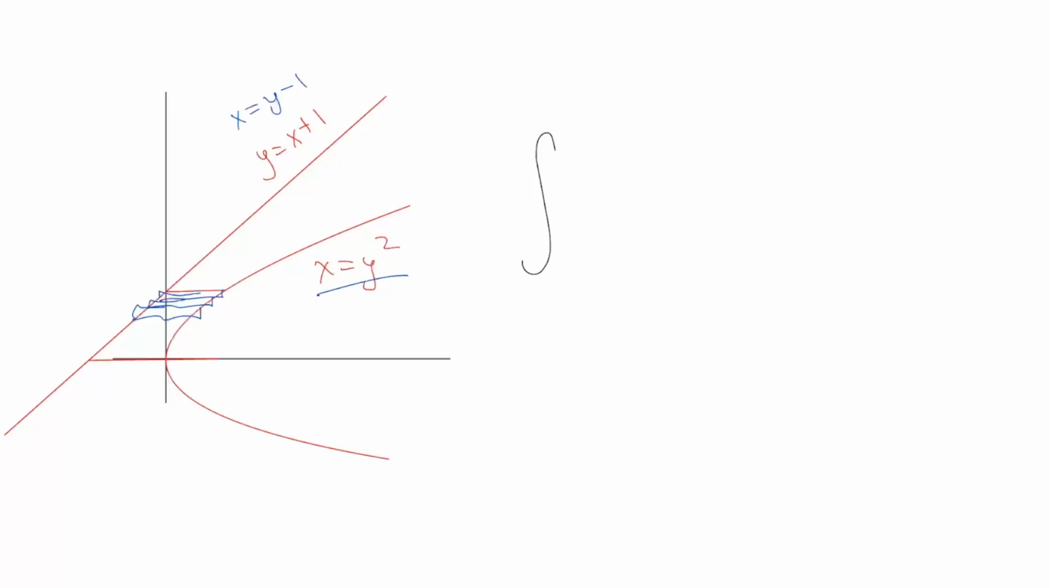Yeah. The parabola is the bigger. When you're doing them in terms of y, bigger means further to the right. Bigger meaning bigger x value versus smaller x value meaning further to the left. So inside the integral is going to be y squared minus y minus 1 dy.